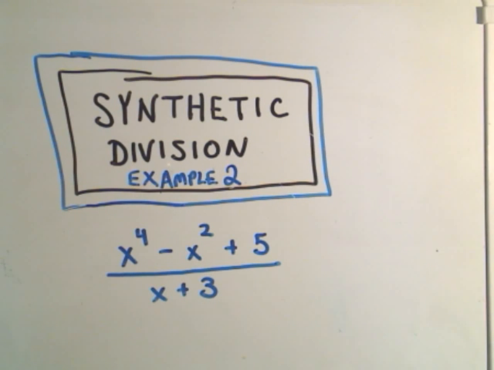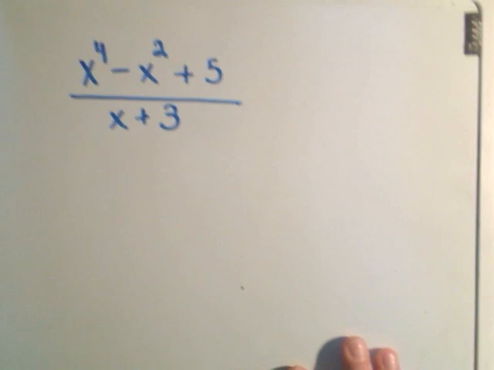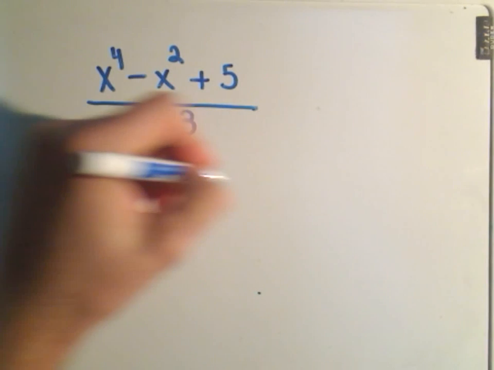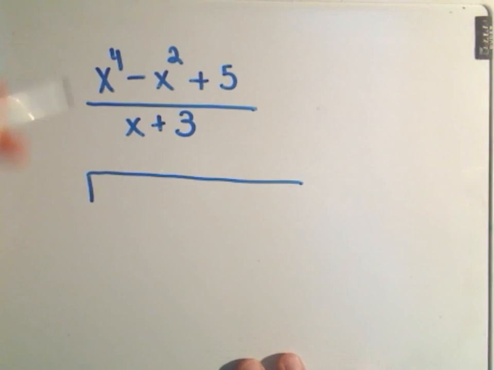Okay, in this video I just want to do one other example of synthetic division. So here I'm going to take x to the fourth minus x squared plus 5 and divide it by x plus 3. And again, we said we want the things to be in descending order.